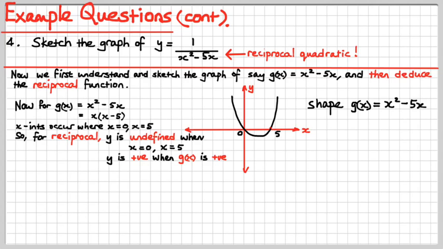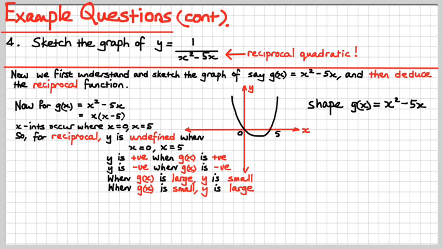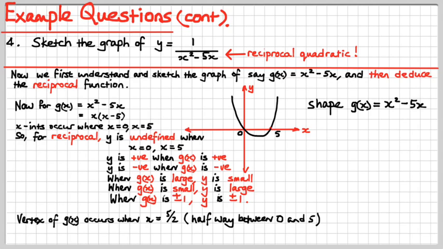Also, when y is positive, the denominator, g of x, is going to be positive, and where y is negative, g of x is going to be negative, and so on. You get the whole thing, don't you? When g of x is large, y is going to be small, and where g of x is small, y is going to be large. Yes. When g of x is plus or minus 1, y will be plus or minus 1. You knew all that because I summarised it a few screens ago, but I just thought I'd really try and bring the point home to you.